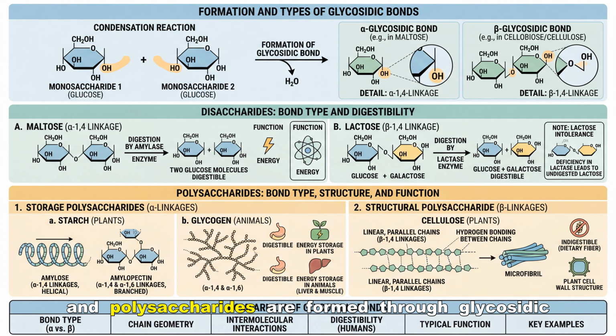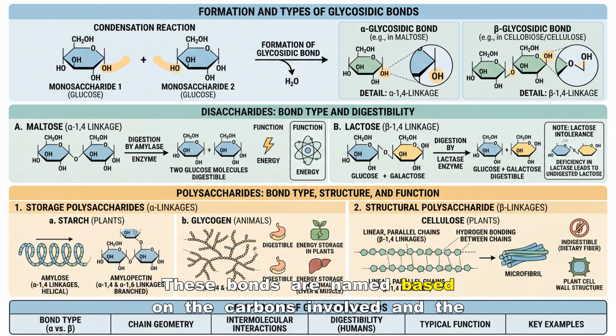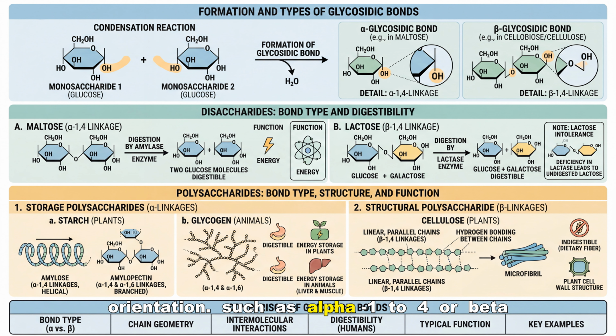Disaccharides and polysaccharides are formed through glycosidic bonds, whose type determines digestibility and function. When 2 monosaccharides join, they form a disaccharide through a condensation reaction, releasing water and forming a glycosidic linkage. These bonds are named based on the carbons involved and the orientation, such as alpha 1 to 4 or beta 1 to 4.